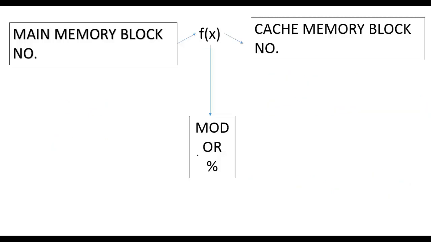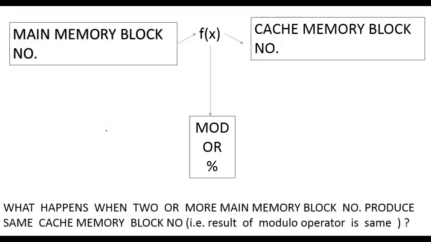But while using the mod operator, there might be one doubt or one question that could pop up in anyone's brain: what if two memory blocks have the same modular result? That means, what happens when two or more main memory blocks produce the same cache memory block number? We'll get to this question later, but first of all, let's understand this whole scenario by an example.